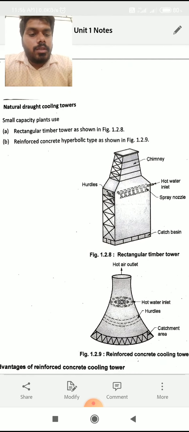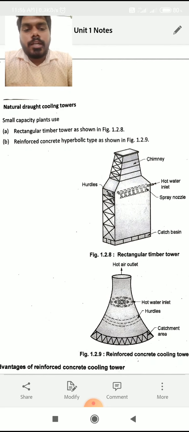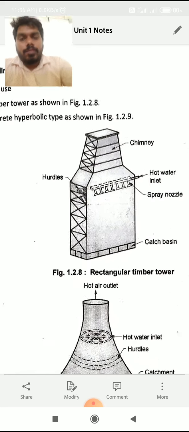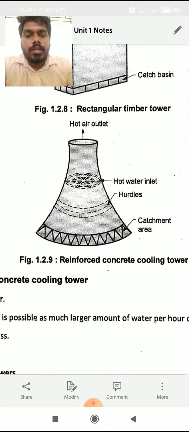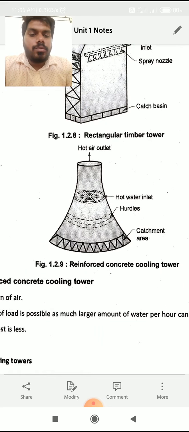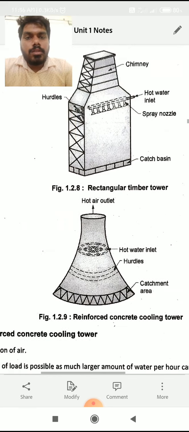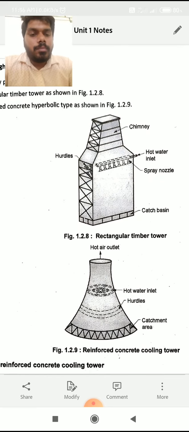The first one is the natural draught cooling tower. So this is the figure. Small capacity plants use a rectangular timber tower, which is made of timber. The second one is the reinforced concrete hyperbolic type. The construction is very simple.